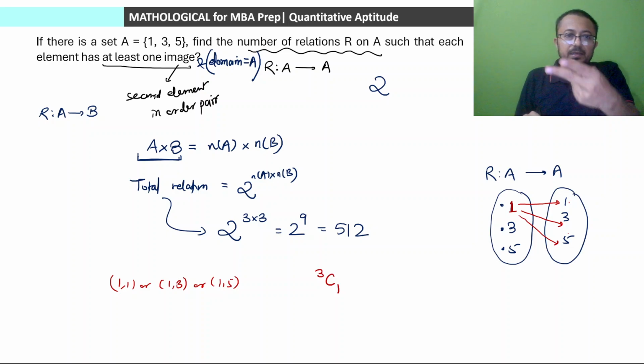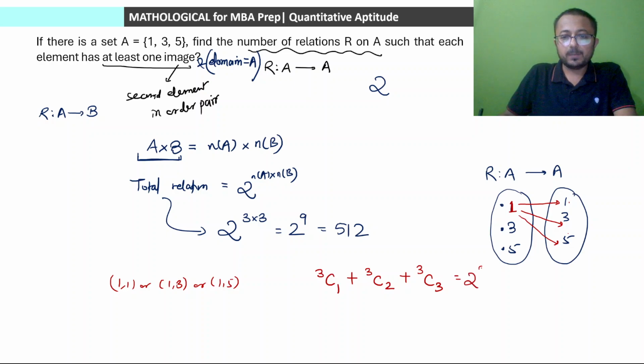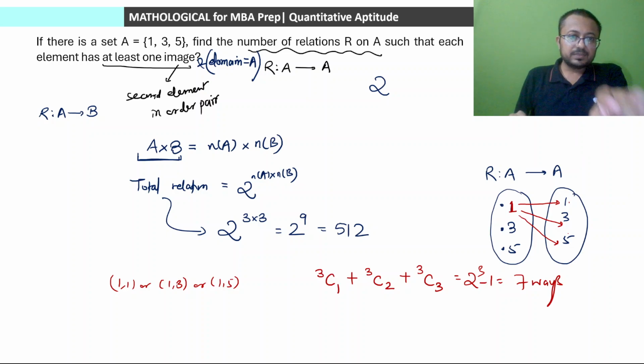If we take exactly two images for 1, then that can be (1,1) and (1,3), or (1,1) and (1,5), or (1,3) and (1,5). In that case total number of ways will be 3C2. Or if we take 3 images for 1, in that case 3C3 ways will be there. 3C1 plus 3C2 plus 3C3 that is equal to 2 cube minus 1. In 7 ways we can take images for 1 such that 1 has at least one image, isn't it so? यानी कि basically 2 cube minus 1, 7 ways are there for 1.